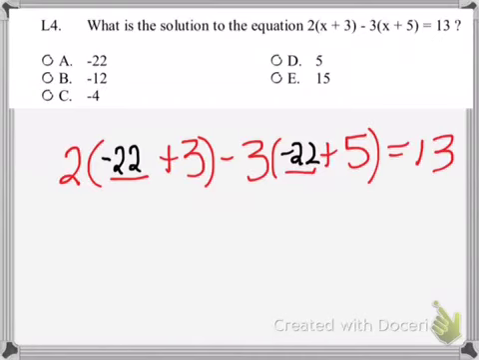Number 4, what is the solution to the equation 2 times x plus 3 minus 3 times x plus 5 equals 13? So what I did was I wrote it out and I tried my different answer choices until I got my answer to be 13. And the answer was A, negative 22.